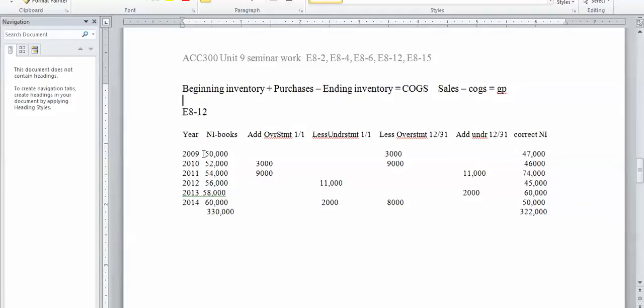So what we'll do is we have these columns. Here's the net income in 2009. Add the overstated amount at the beginning of the year. Subtract understated amounts at the beginning of the year. Subtract overstated amounts at the end of the year. Add understated amounts at the end of the year.